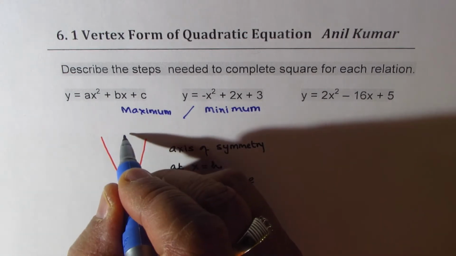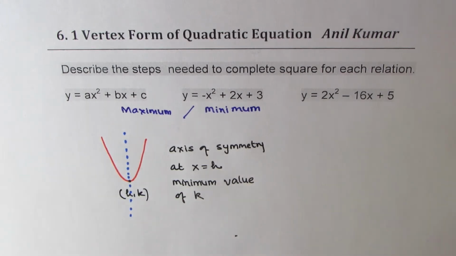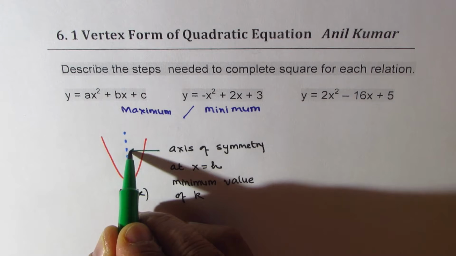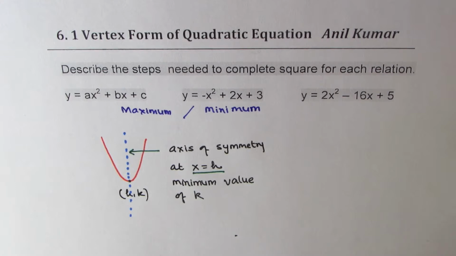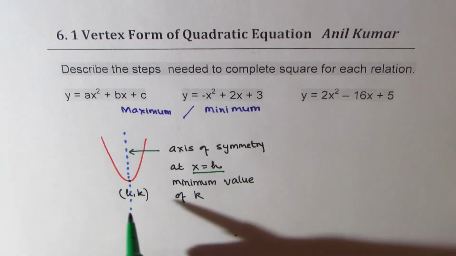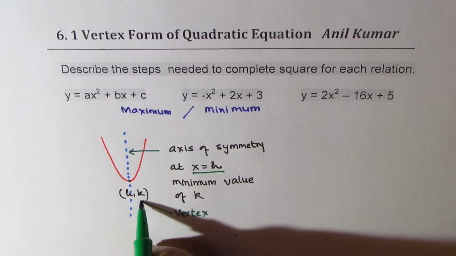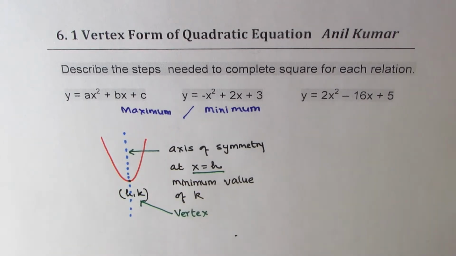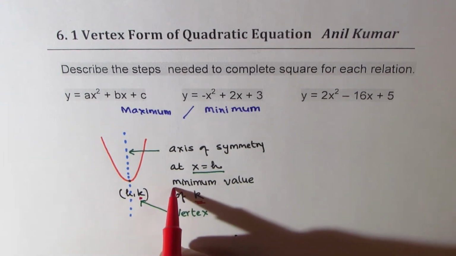So the axis is the line which goes through the vertex vertically. So as you can see here, we have the axis of symmetry. This is the axis of symmetry, whose equation is x equals h. The vertex, which we are mainly interested in, is the coordinate (h, k), where when the parabola opens upwards, we have a minimum value of k. So that's the minimum value.